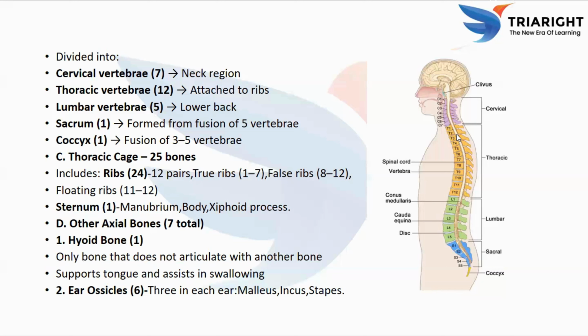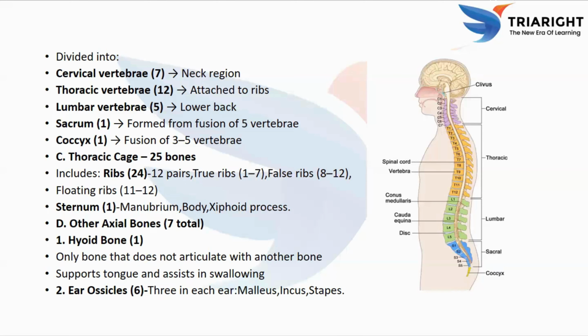You also have the other axial bones, which are 7 in number in total, within the vertebrae. What are those? The hyoid bone and the ear ossicles. The hyoid bone is the only bone in the body that does not articulate, meaning it does not join with any other bone. It is located in the neck. What is the function of the hyoid bone? It helps in swallowing and tongue movements.